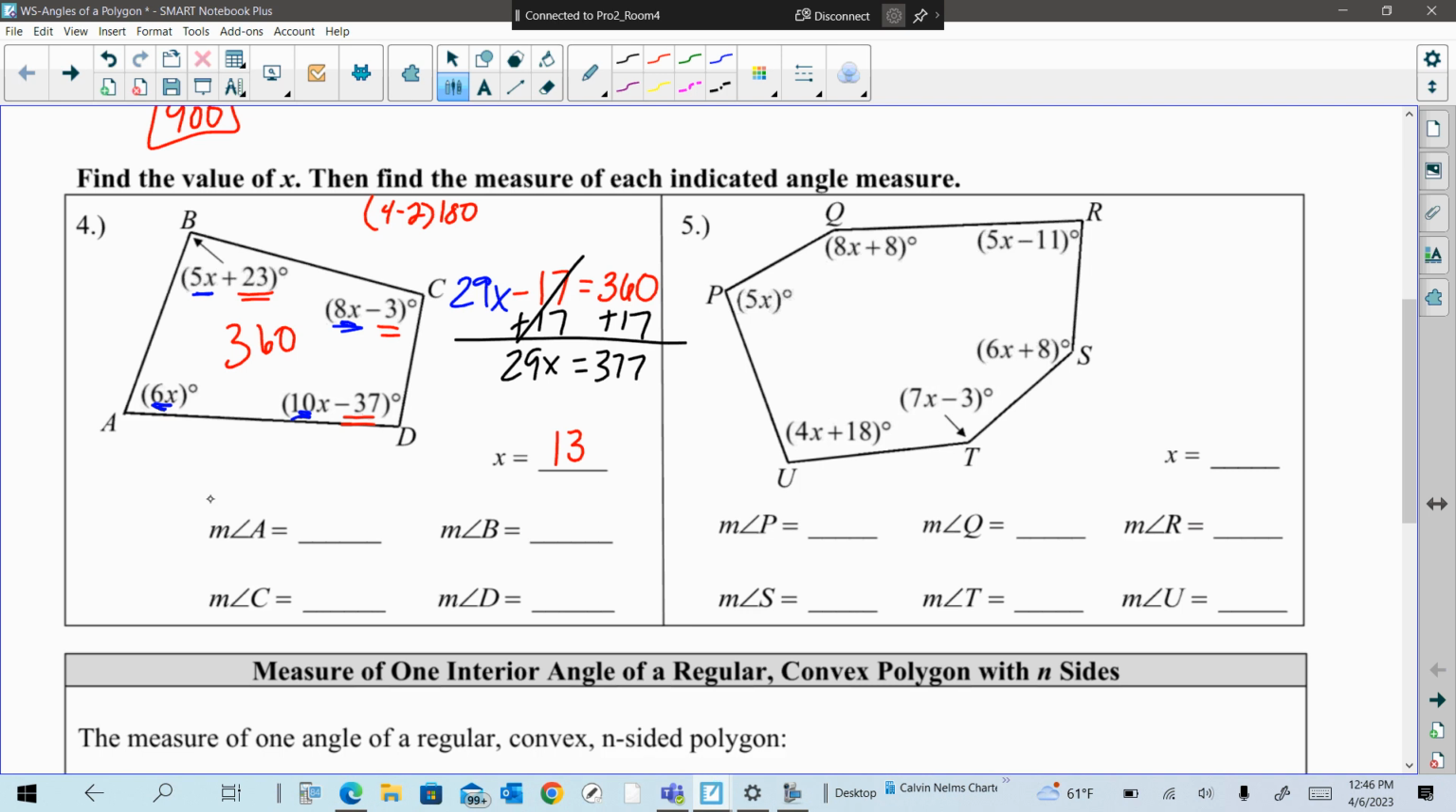Now they want you to find each angle. Angle A was 6x, so that means I'm doing 6 times 13 to get that angle. Does that make sense? So we have 78 here. We're just plugging it back in to get the measure.